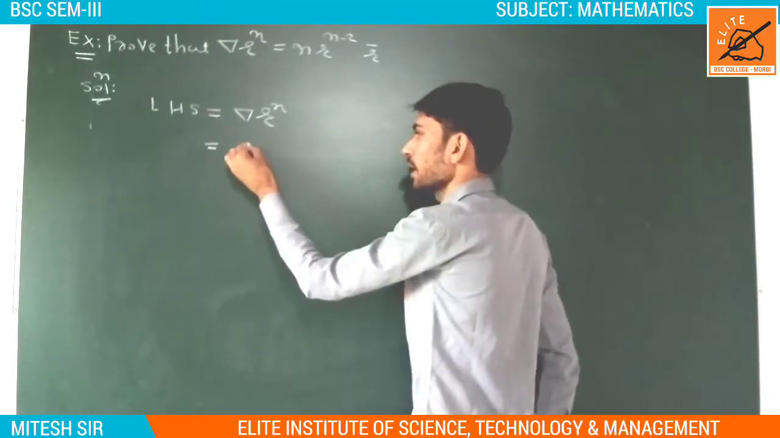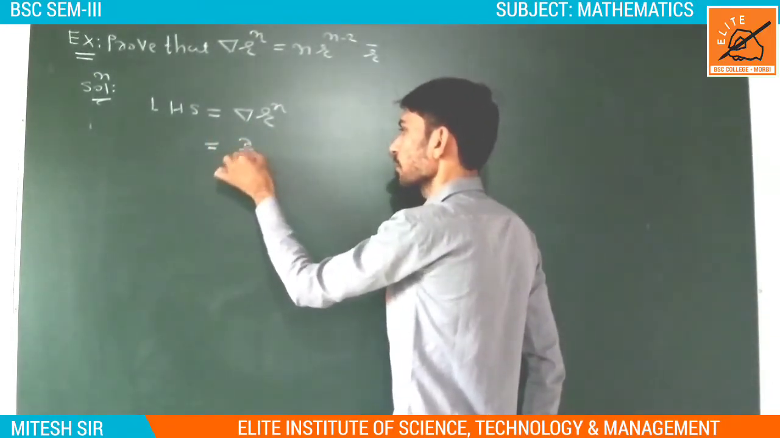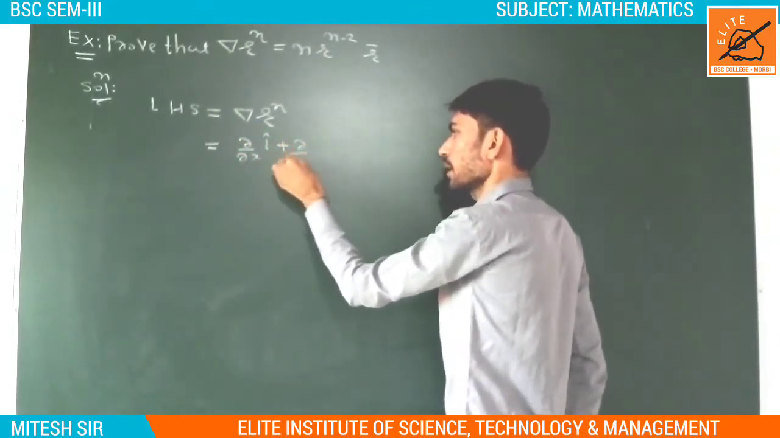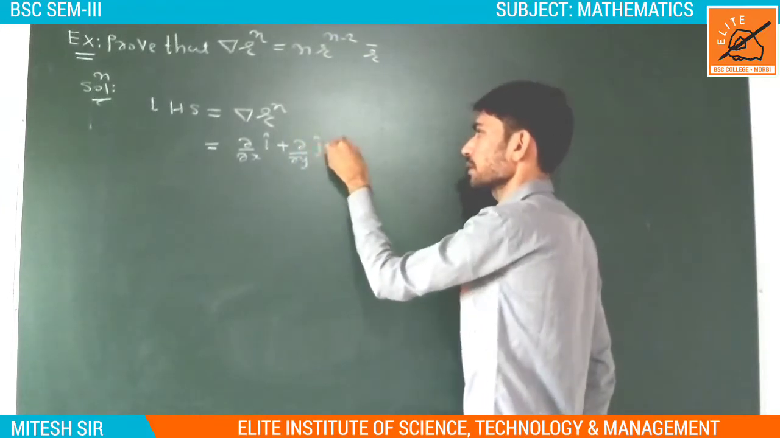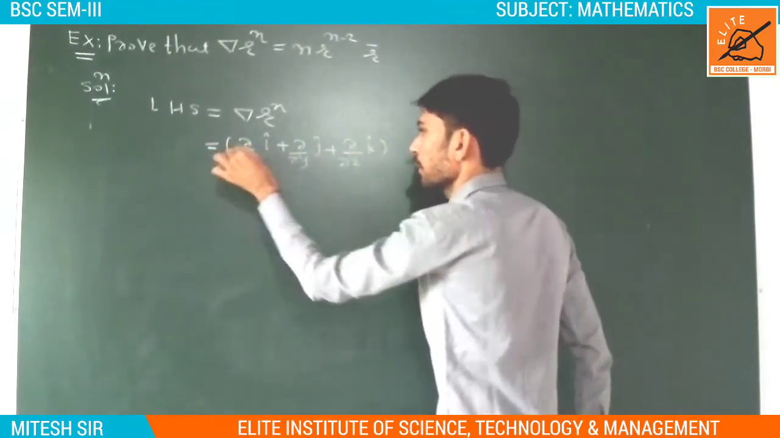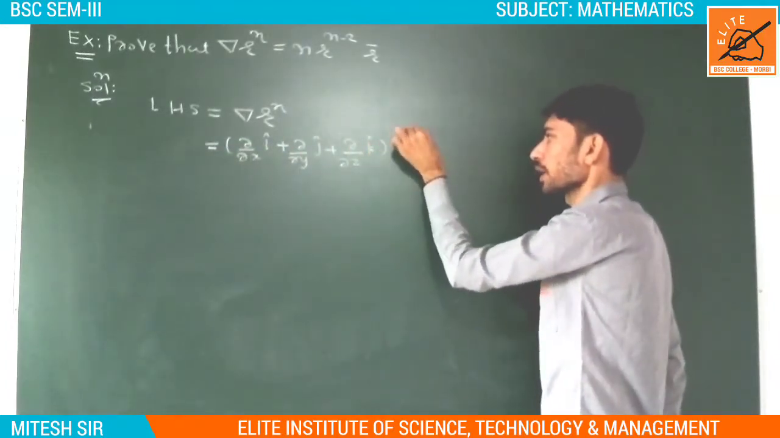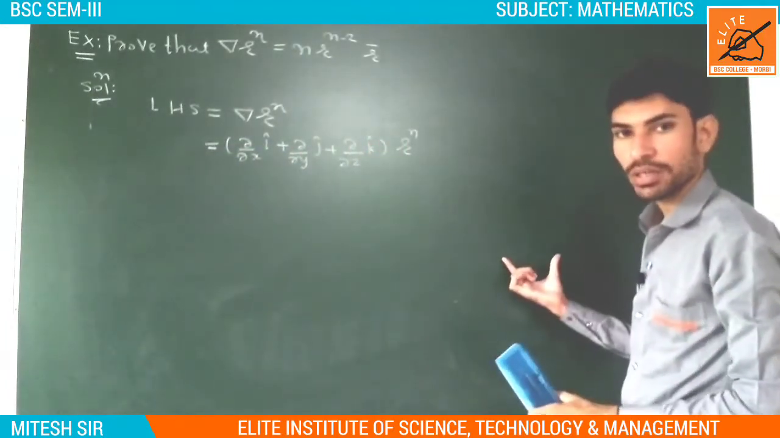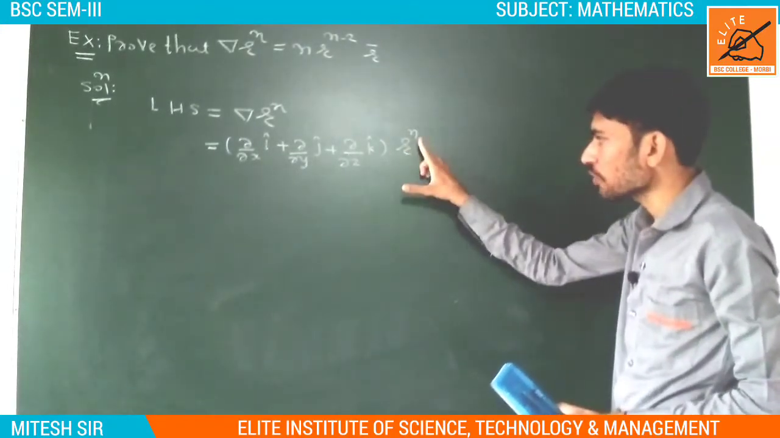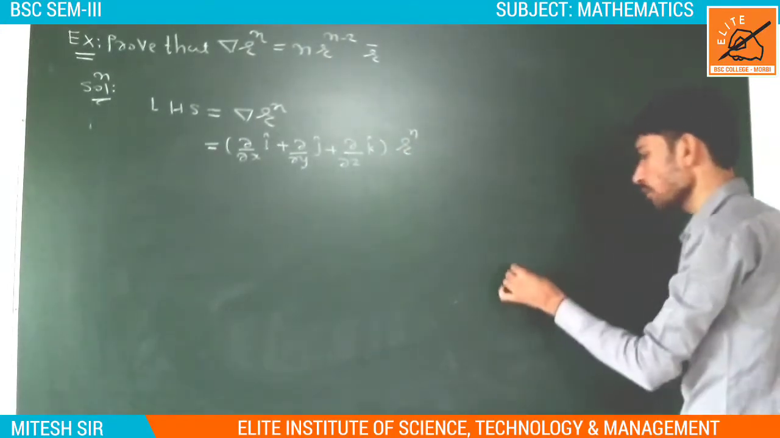What is the nebula? Nebula is nothing but del upon del x i cap plus del upon del y j cap plus del upon del z k cap into our r raised to n. As we mentioned in the note, r is a scalar function. So r raised to n is another scalar function. What is the value of r raised to n?